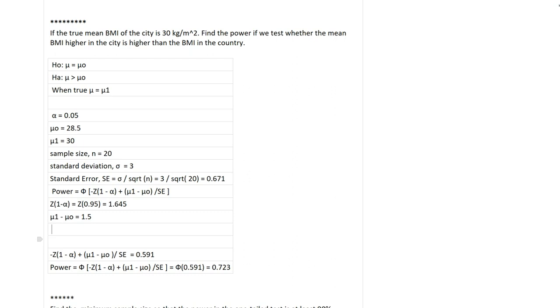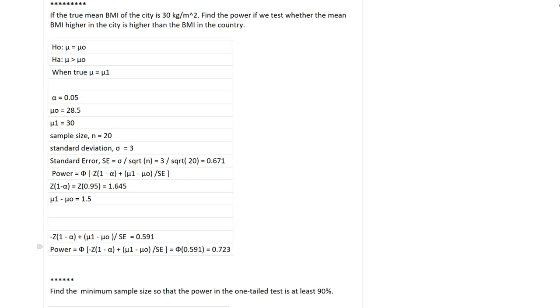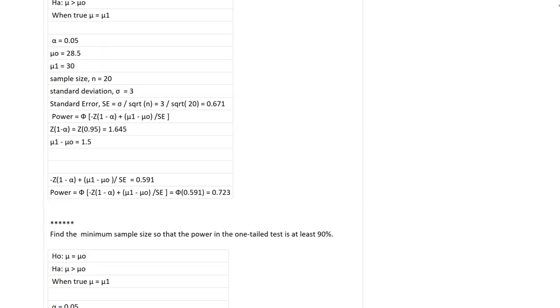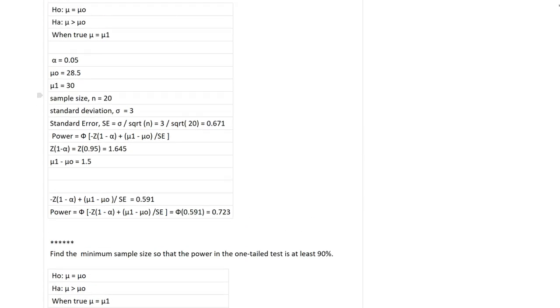We see that the term inside here is going to be 0.591, and we want to get the area to the left of 0.591, and that's 0.723. So that's the power of the test. This test has 72.3% power.